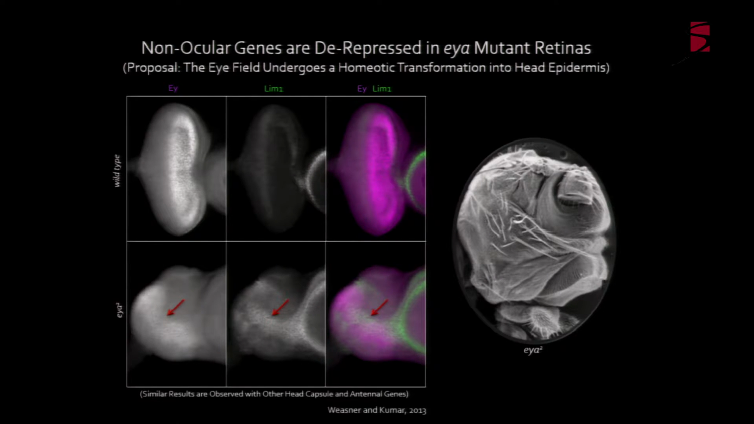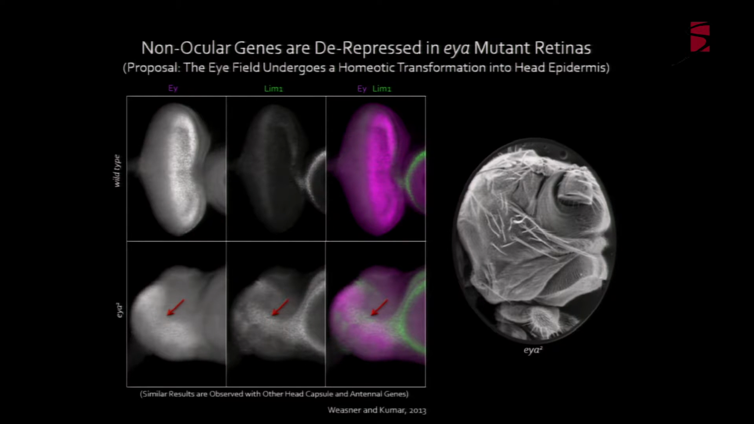But now if you look at the mutants, where Eya is still remaining, as I've shown you before, now all of a sudden Lim1's expression has been de-repressed within cells within that antennal field. So now you've got cells that are expressing both retinal determination genes and head epidermis genes. And we think overall that contributes to this homeotic switch.